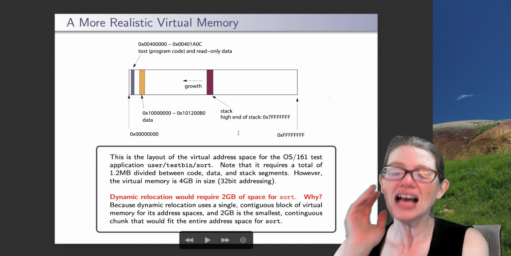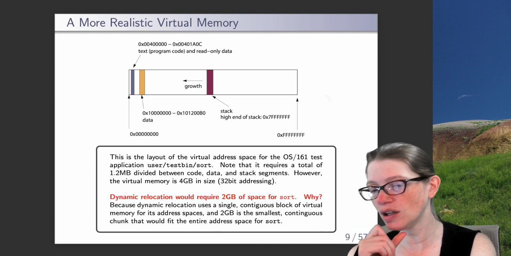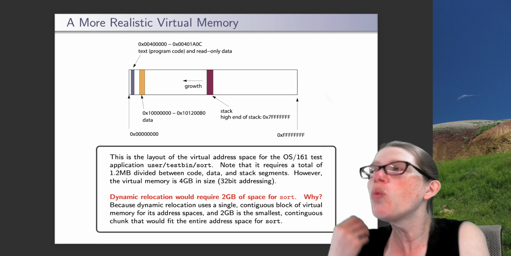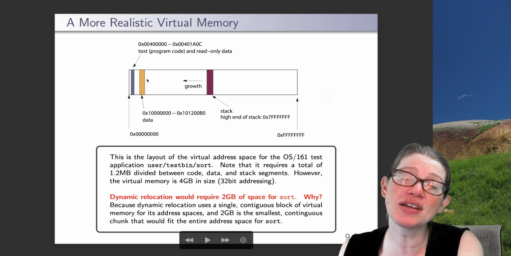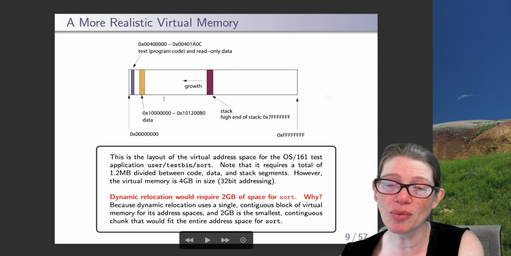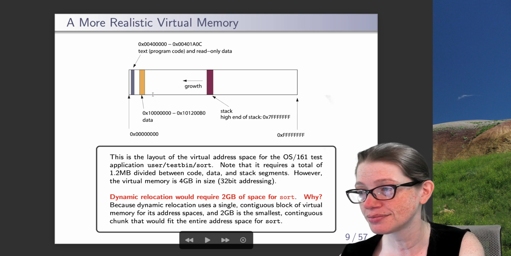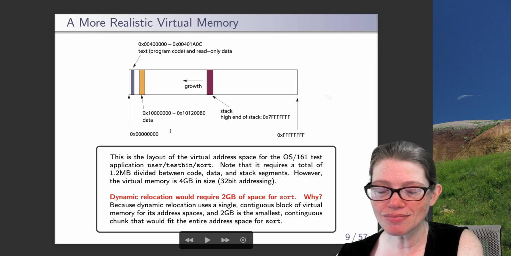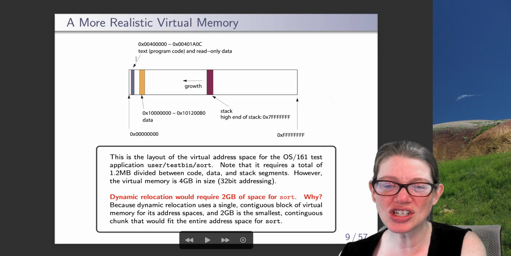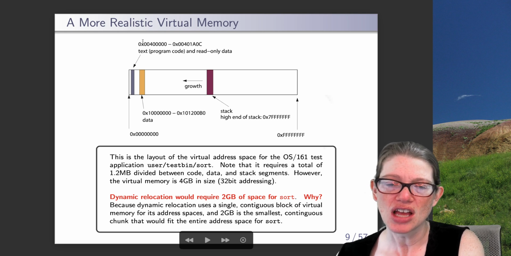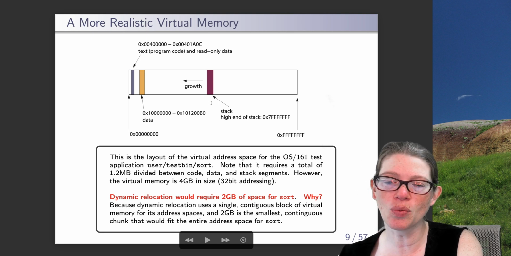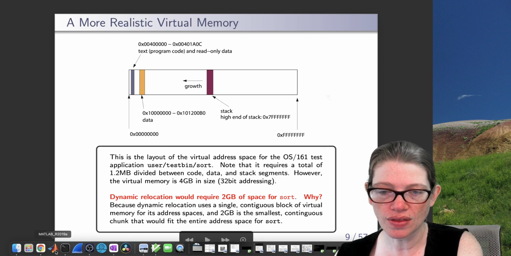All right. Looking at what a real address space looks like, we want to try to solve some of the problems of dynamic relocation. In particular, why on earth, if this is what my address space looks like, would I allocate 2 gigabytes for this when I'm only using 1.2 megs of it in total? Well, could we do something different? Couldn't we just allocate stuff for these individual segments? So what if I just tracked the code segment? What if I just tracked the data segment? And what if I just tracked the growth or the stack segment?